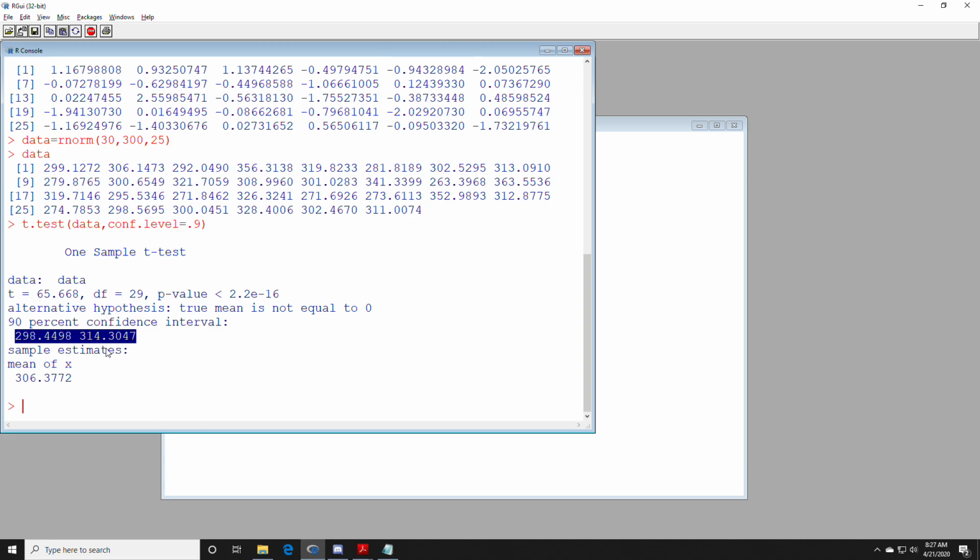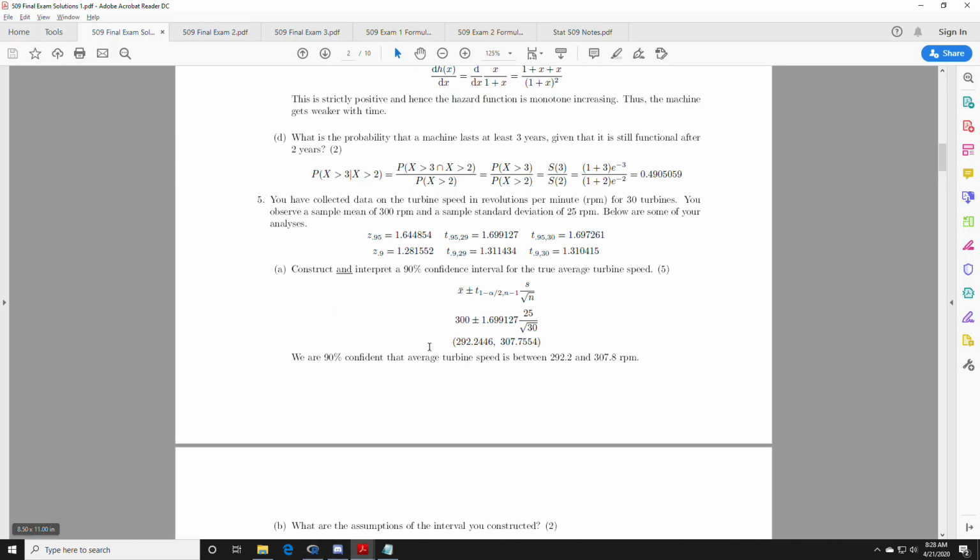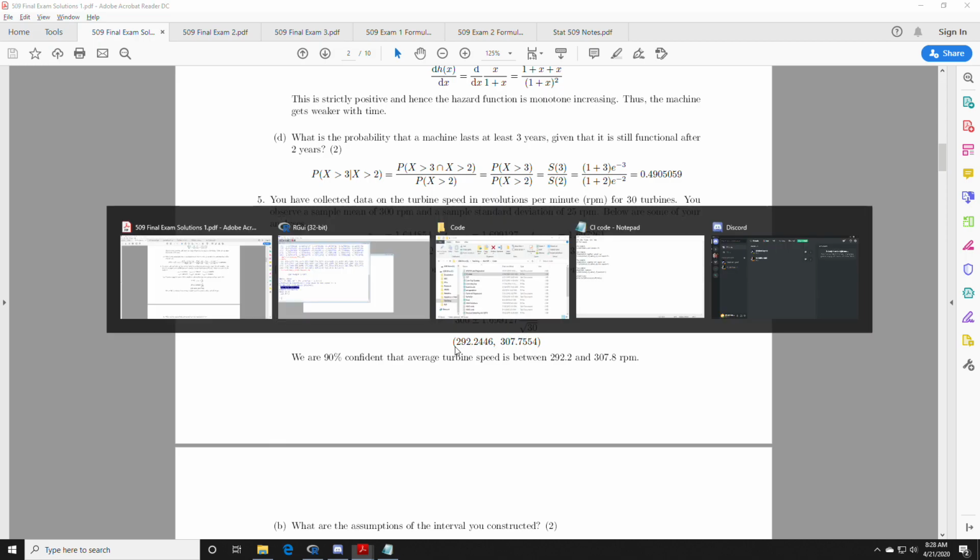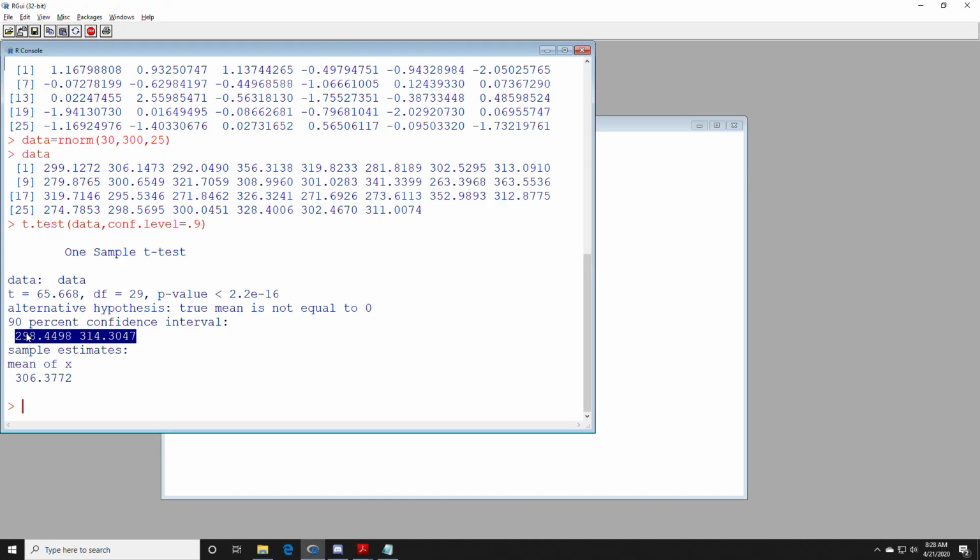We're 90% confident that the mean turbine speed, whatever units it was, revolutions per minute, is between 298 and 314. We don't need the formulas anymore; we need to know how to do it in R. We get similar numbers, but in our case it's 298 to 314.